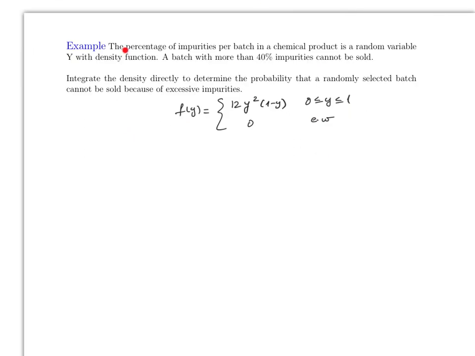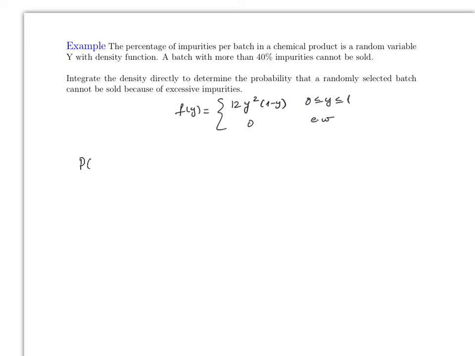The example says the following: the percentage of impurities per batch in a chemical product is a random variable y with the following density function. A batch with more than 40% of impurities cannot be sold. So integrate the density function directly to determine the probability that a randomly selected batch cannot be sold because of excessive impurities. In this particular case, notice how this is technically a beta distribution, but it's asking to solve the problem directly. So that's what we will do.